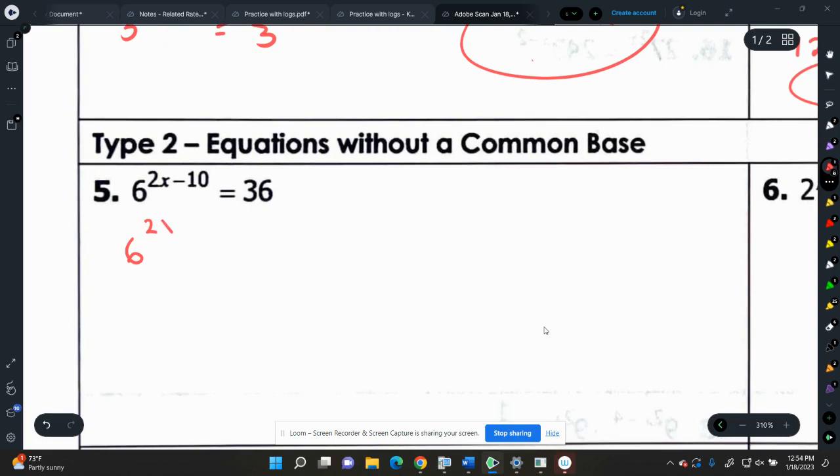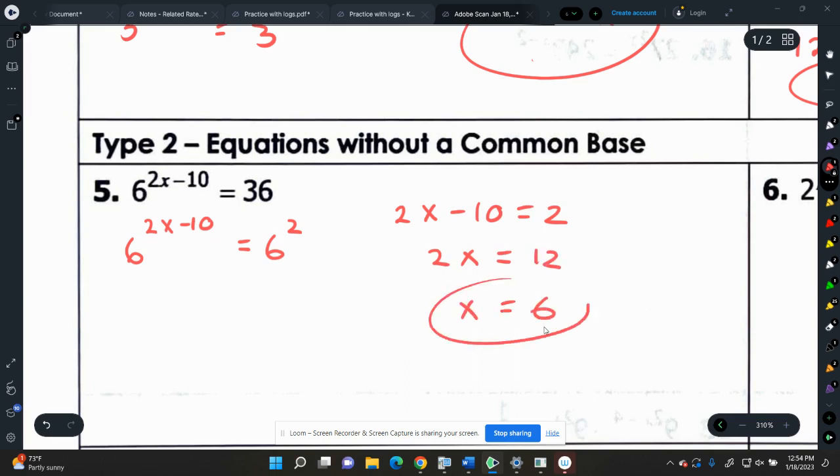36 equals 6 squared. Rewrite this as 6 to the 2nd. We have the same base now. So 2x minus 10 equals 2. So 2x equals 12. So x equals 6. Right? Try it.